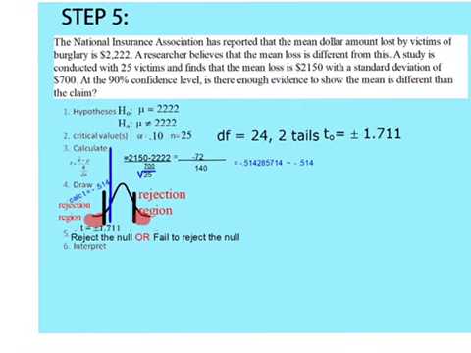Since our calculated value does not fall in the rejection region, we will fail to reject. Fail to reject the null. The null has been accepted. It's correct. Our hypothesis is not.